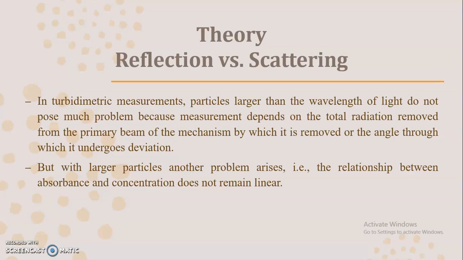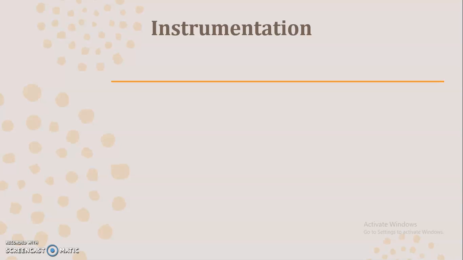Now, after the theory of Nephelometry and Turbidimetry, the next point that we are going to discuss is the instrumentation. Sometimes two different instruments can be used for the nephelometer and the turbidimeter, or a combined instrument can also be used, because as I said in the introductory part, both techniques differ in the measurement of radiations coming out from the sample solution.